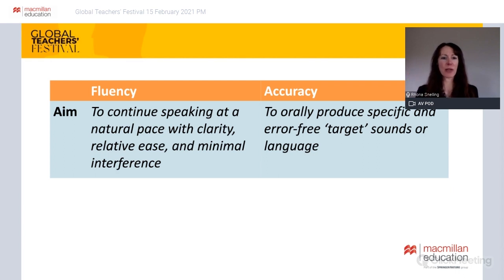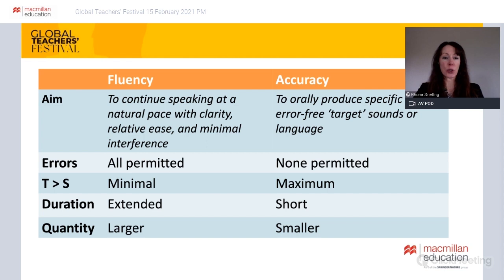I think there was a point there in the chat box that said something about ease. Fantastic. And minimal interference just means, think about a time when you're listening to somebody, but they're hesitating a lot, or repeating themselves, or jumping all over the place and there's a complete lack of coherence. Anything like that that causes confusion for the listener, we don't want that, obviously, for fluency. For accuracy, the aim then is to orally produce very specific and error-free target sounds or language. It might just be a sound, the schwa sound. That's it.